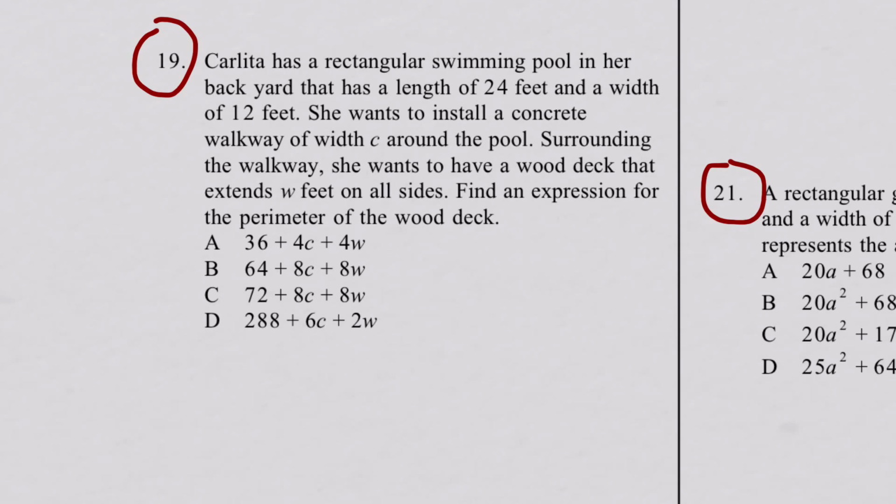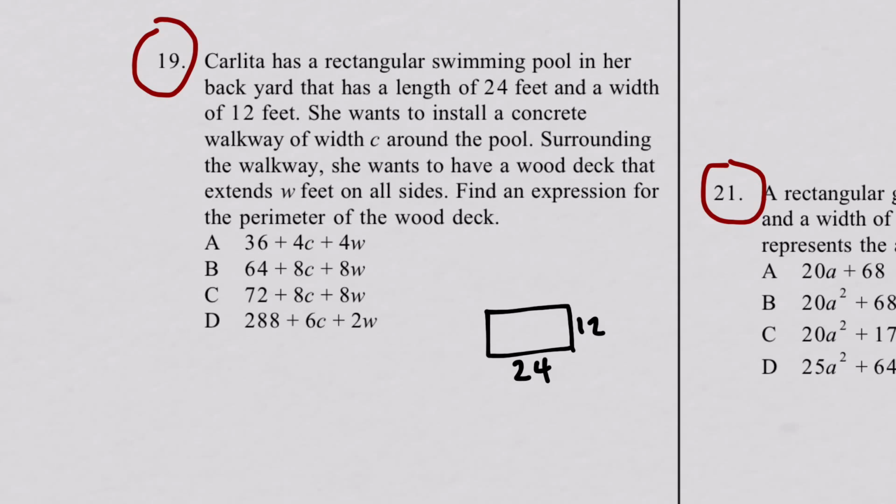So 19, Carlita has a rectangular swimming pool. This is actually an adding polynomials problem. Okay, so it's actually the same stuff that you saw in problems 1 through 18. So it says Carlita has a rectangular swimming pool in her backyard that has a length of 24 feet and a width of 12 feet. I'm going to go ahead and draw a rectangular swimming pool. The length is 24 and the width is 12.